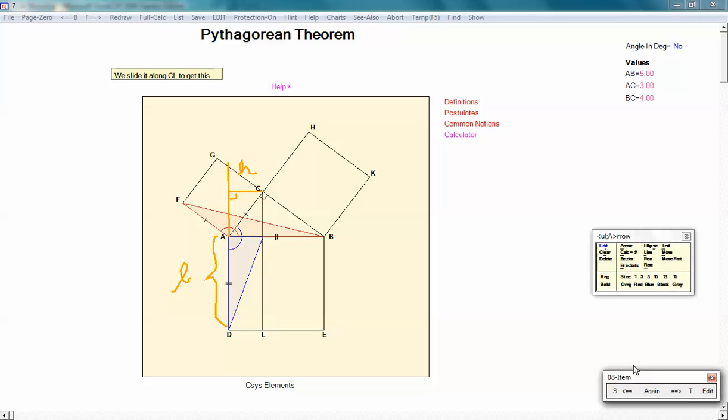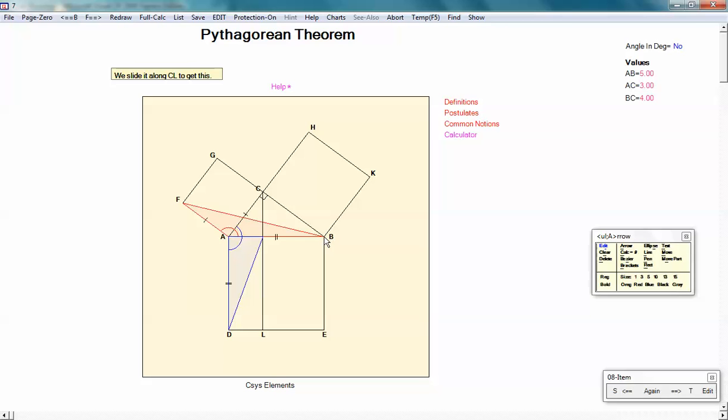Let's get rid of our temporary marks. Now let's look at the red triangle. What can we do with that? We're going to slide it. Where are we going to slide it? Well, let's pick a point. Looks like B would be a good point to work with.